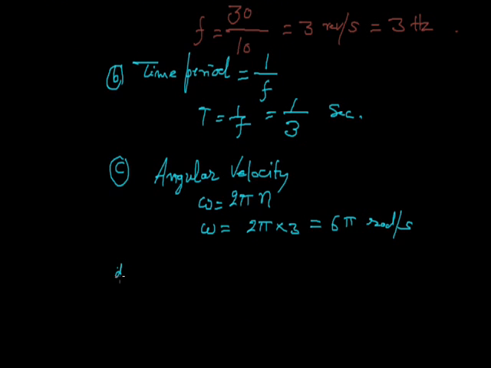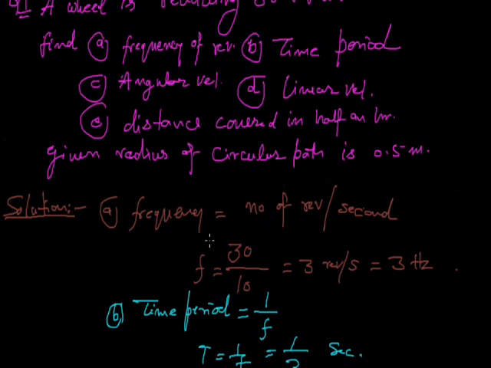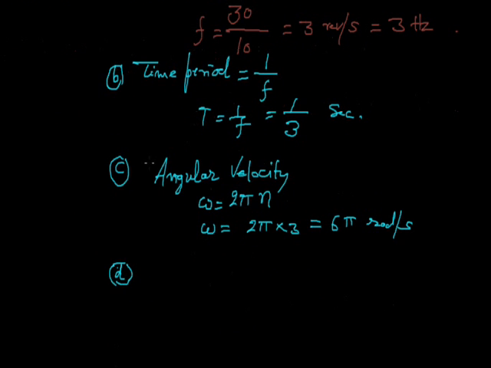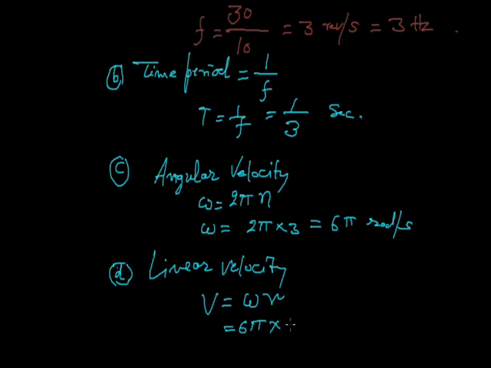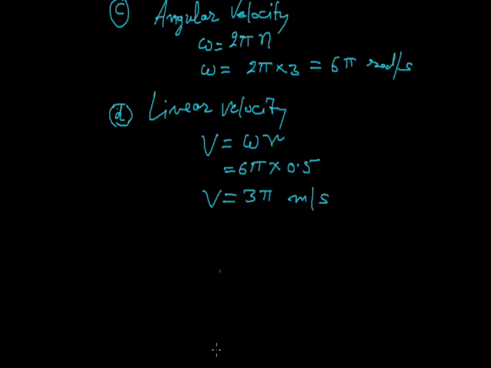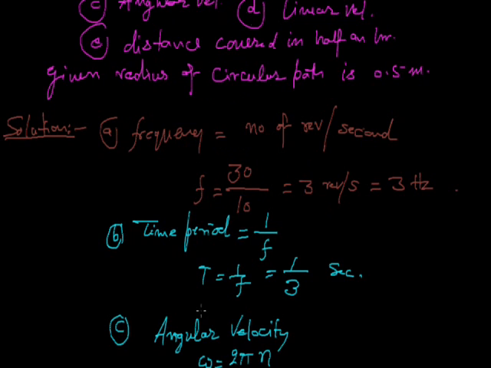Next one, D part. D is linear velocity. Linear velocity v will be equal to omega r, that is 6 pi into 0.5, that is equal to 3 pi meter per second. We can put the value of pi as 3.14.